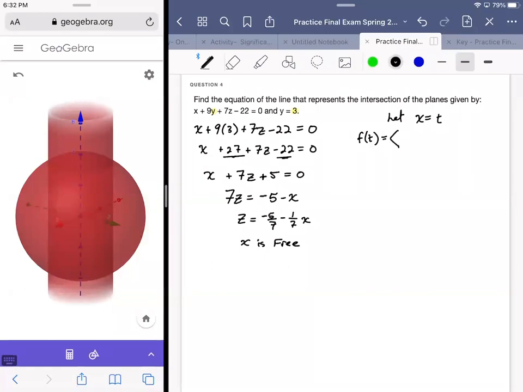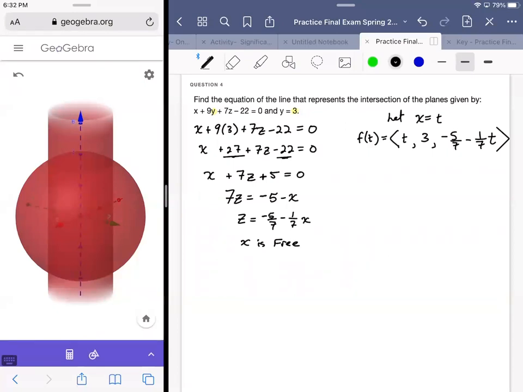The x is equal to t, the y is equal to 3, and z is equal to this, except with a t replacing the x. All right. And so that parametric equation would define the intersection between the two planes.